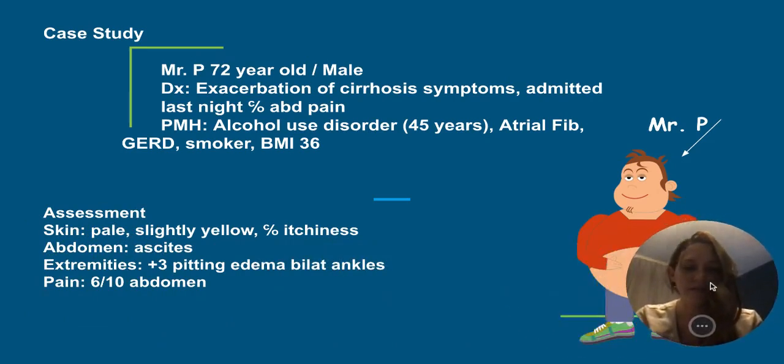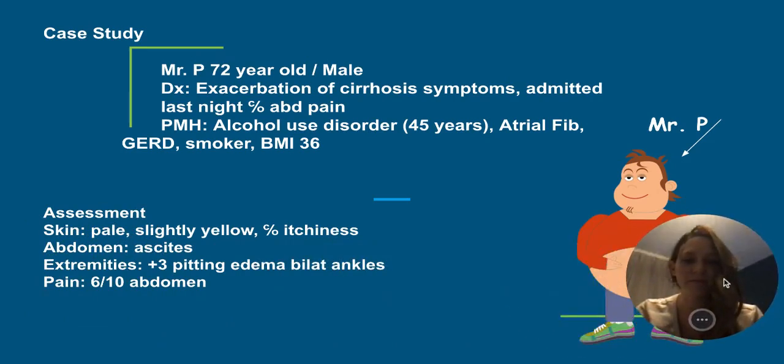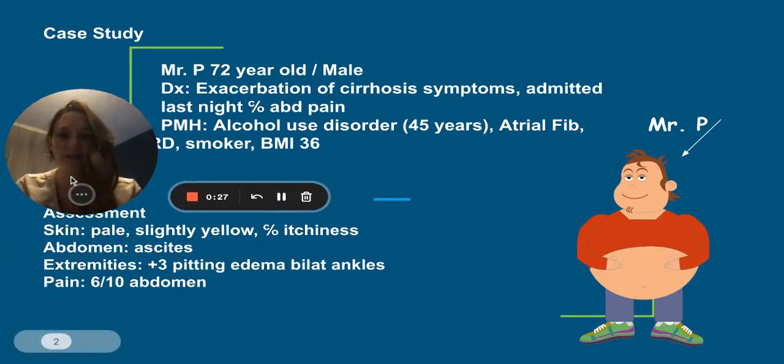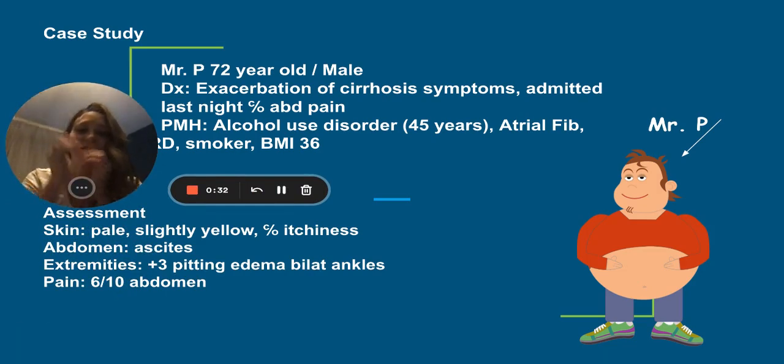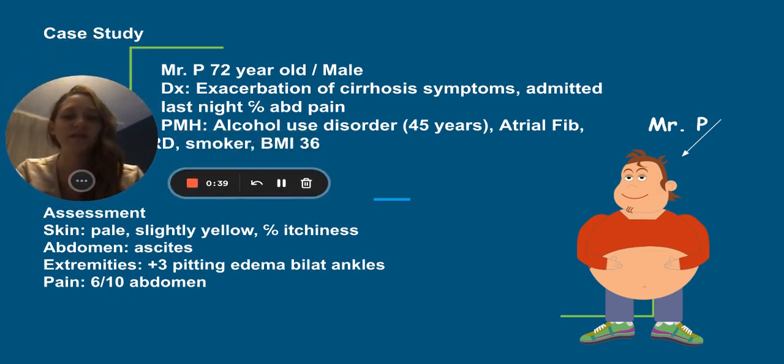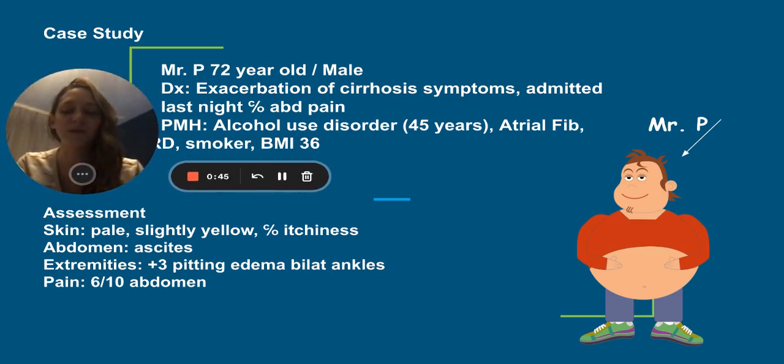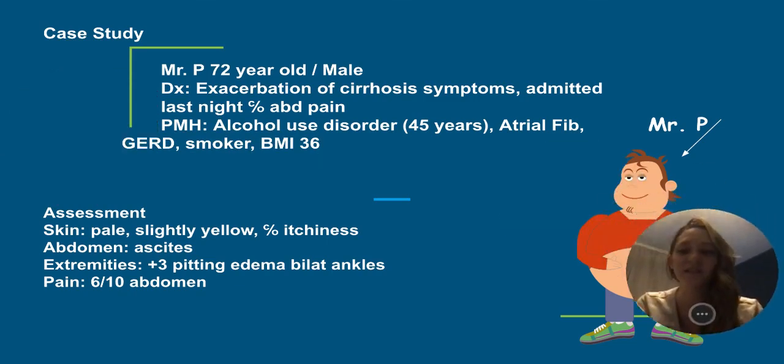We have a 72-year-old male by the name of Mr. P. He came in last night with a complaint of abdominal pain, diagnosed with exacerbation of cirrhosis symptoms. Pertinent medical history includes alcohol use disorder for 45 years, AFib, GERD, he's a smoker, and a BMI of 36.